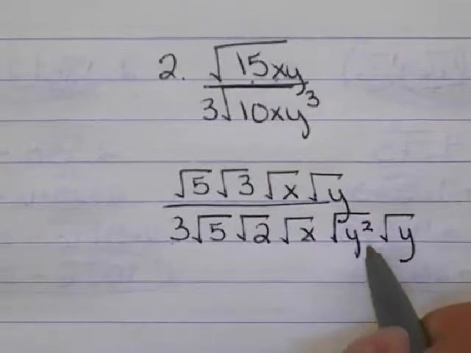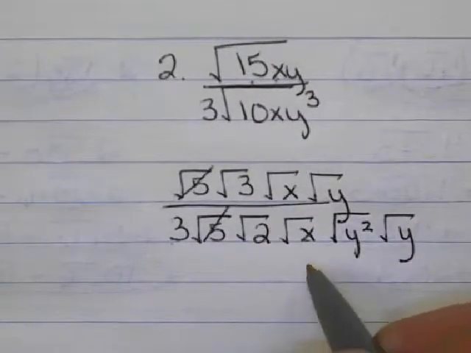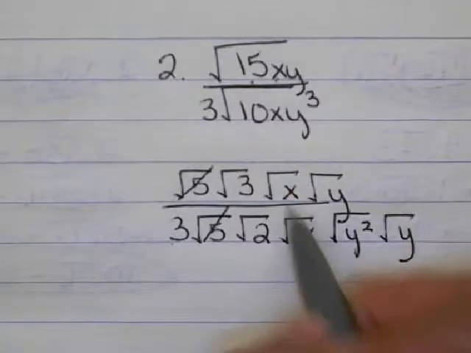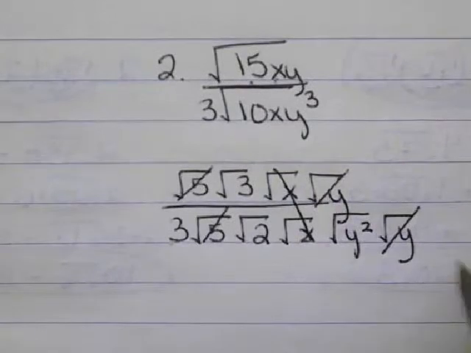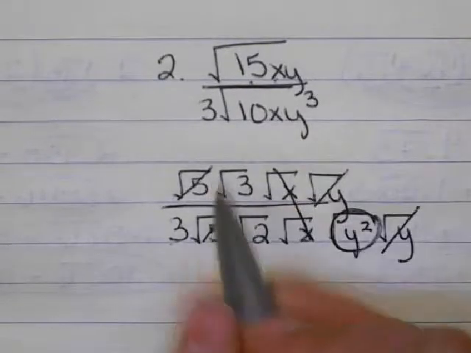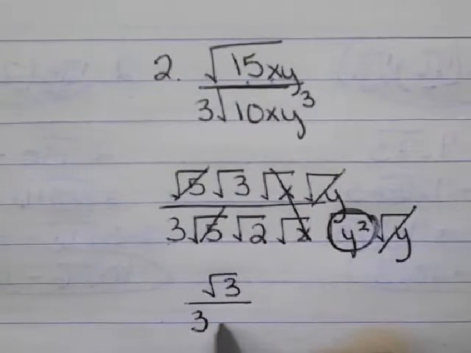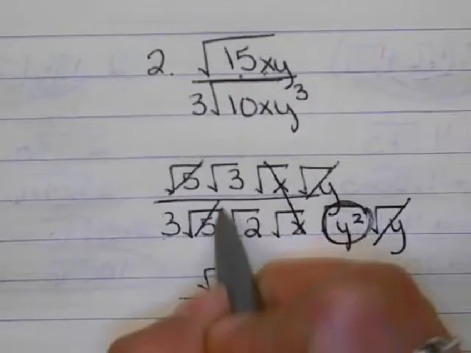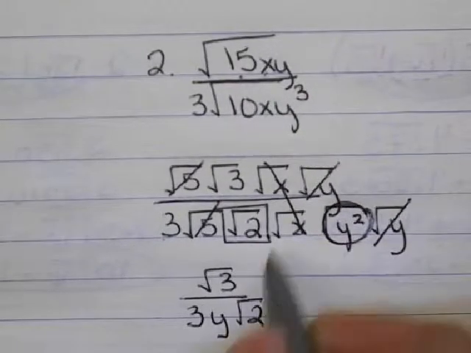And the reason it's a square is because the square will undo this radical here, so the y will just come out. So the 5 here and the 5 here are going to cancel because those make a 1. And I've got 2 x's here that divide and make a 1. And the y's here will make a 1 as well. And remember, this is going to come out of the square root. So I'm left with square root of 3 on the top over 3y and then a radical 2 on the inside as well.